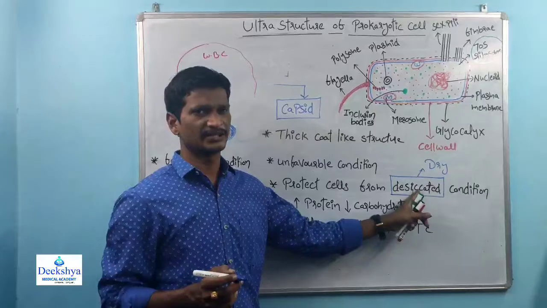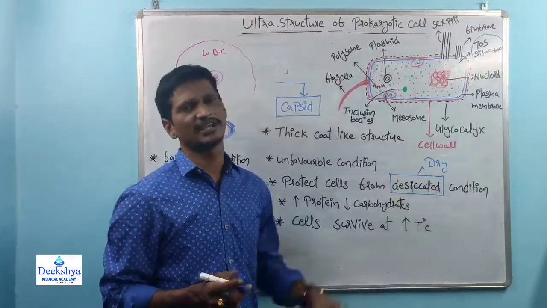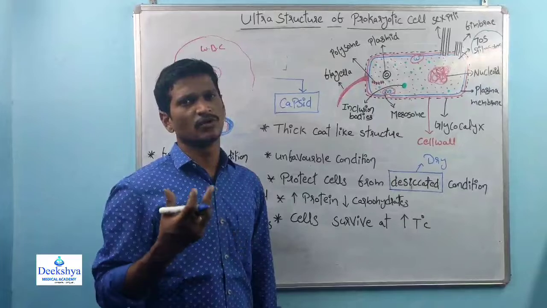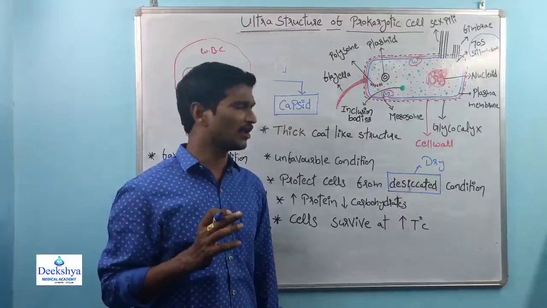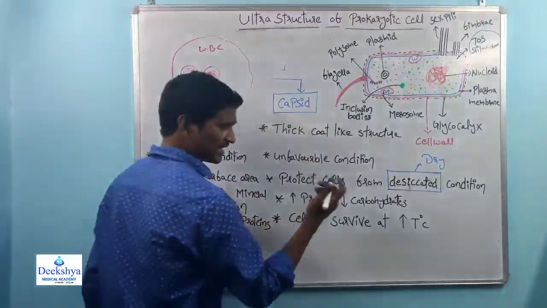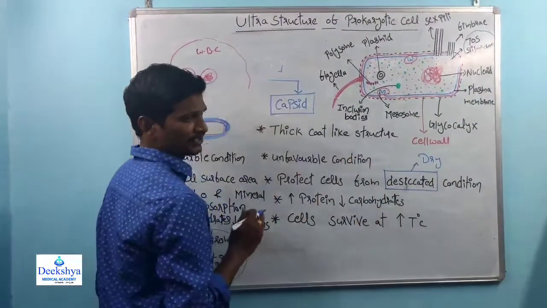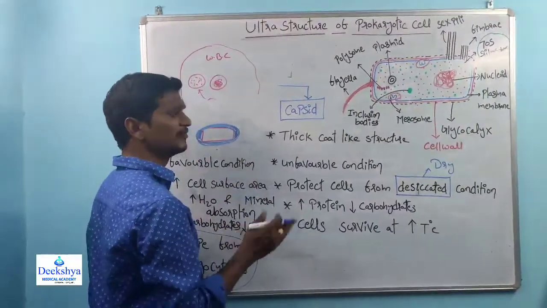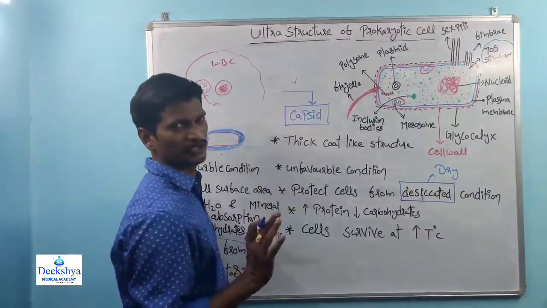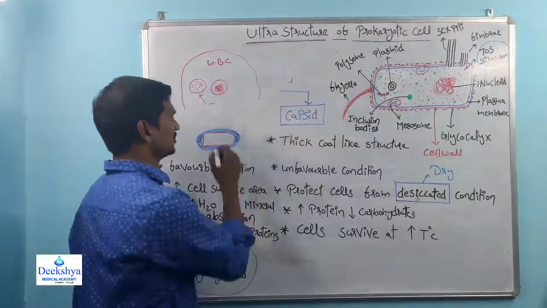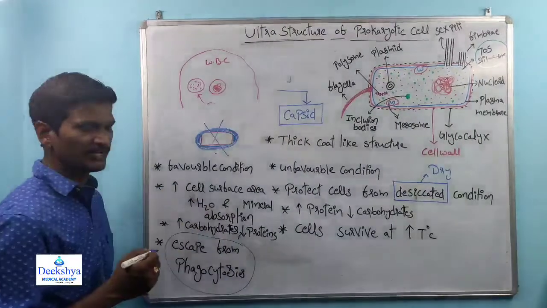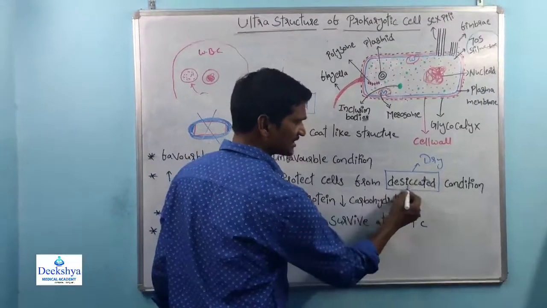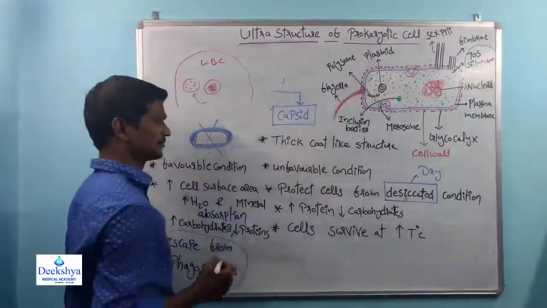from desiccated conditions. Desiccated is nothing but dry conditions. If temperature is raised in the environment, the water is lost. If water is lost, then whatever bacteria cells are present within that environment also lose water. Any cell that loses water will be dead. So the capsid protects the bacteria cells from desiccated conditions.